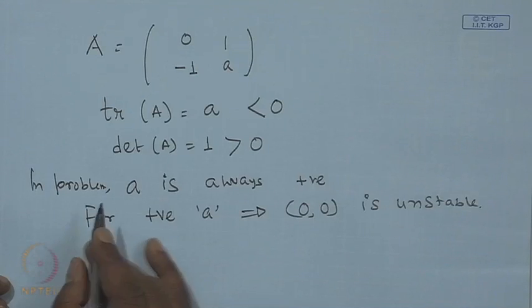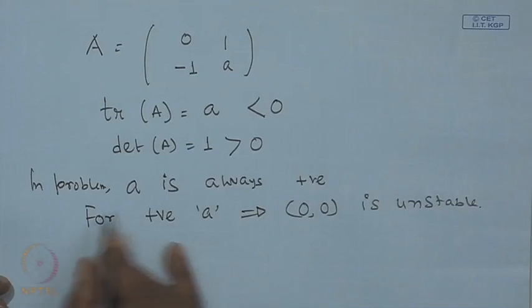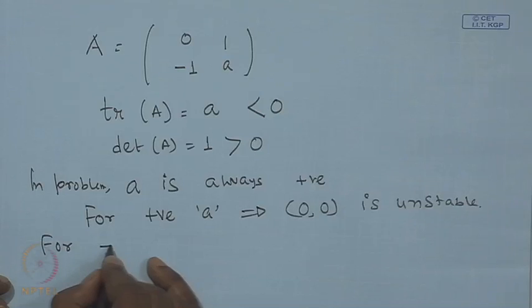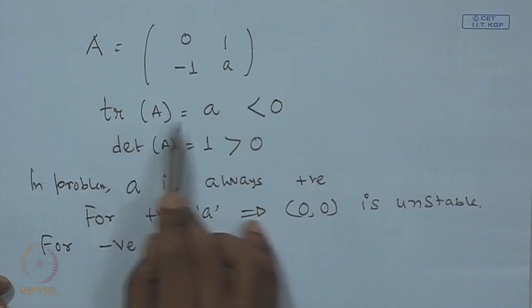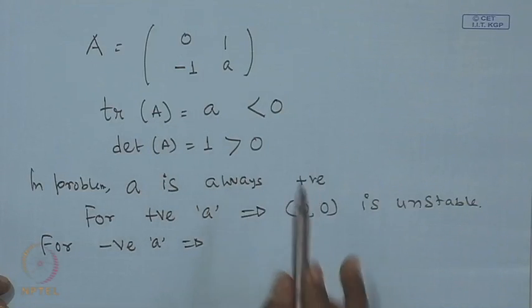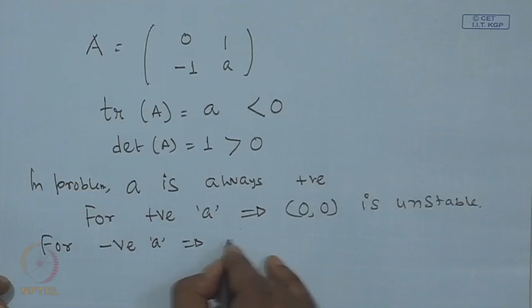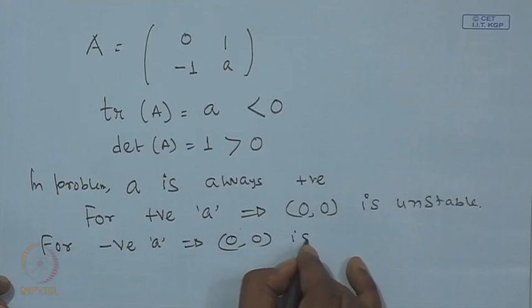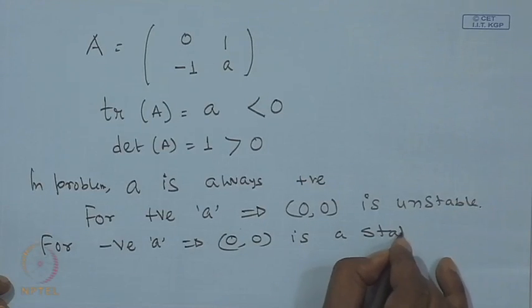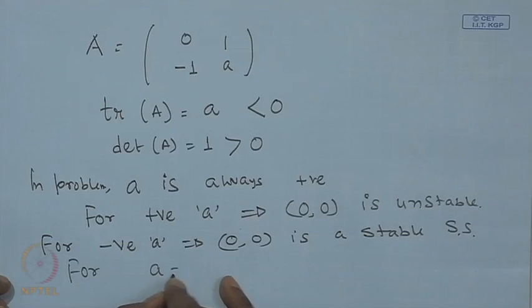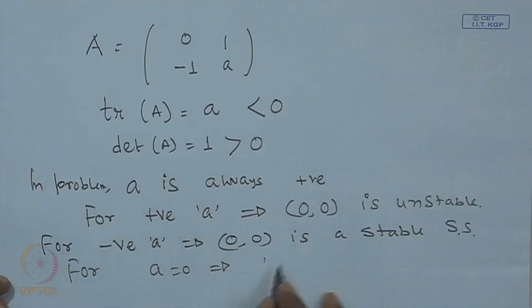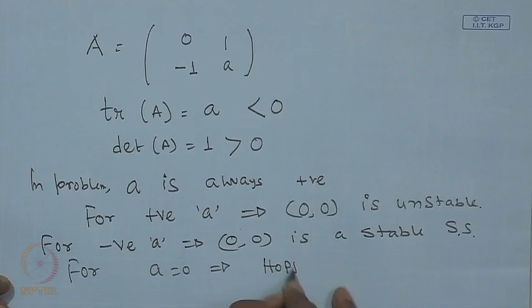On the other hand, if in the problem it was given that a is negative, for negative a, that is a less than 0, the trace condition is satisfied, then this (0, 0) is a stable steady state. For a equal to 0, we have the Hopf bifurcation, because trace becomes equal to 0, that presents a Hopf bifurcation point.